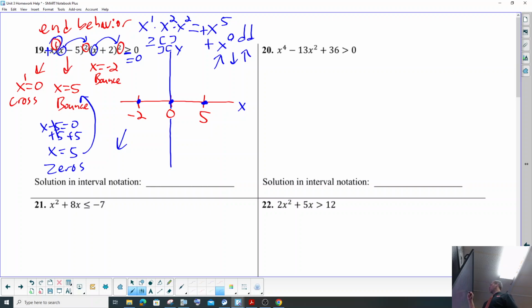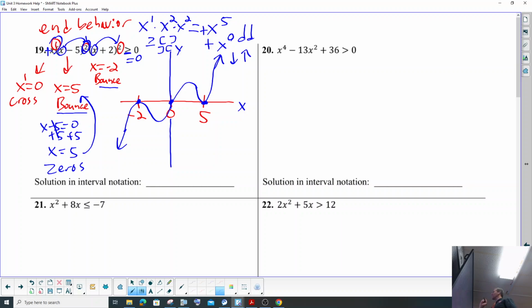So at -2, what does it say to do? We're going to bounce. So pause me. You try it on your own. Then push play. See how you did. So we're going to bounce. At 0, we're going to cross through. That's the y-intercept. And then at 5, what are we going to do? We're going to bounce because of the even power.